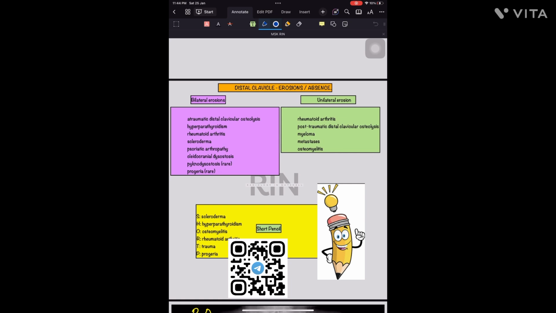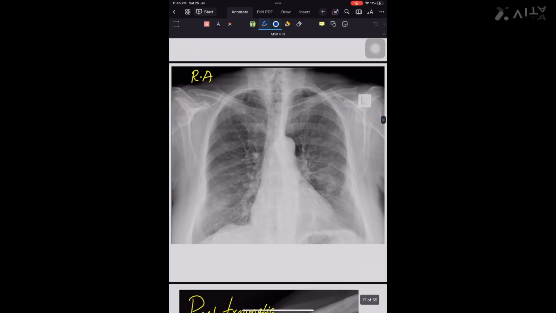Whenever the clavicle is shortened or the distal end is eroded or absent, it looks short, right? So in that way you can remember short pencil as scleroderma, hyperparathyroidism, osteomyelitis, rheumatoid arthritis, trauma and progeria. Let us understand them with the help of examples.